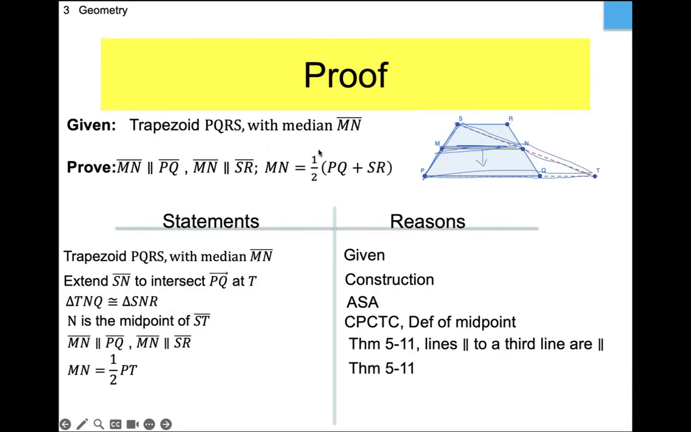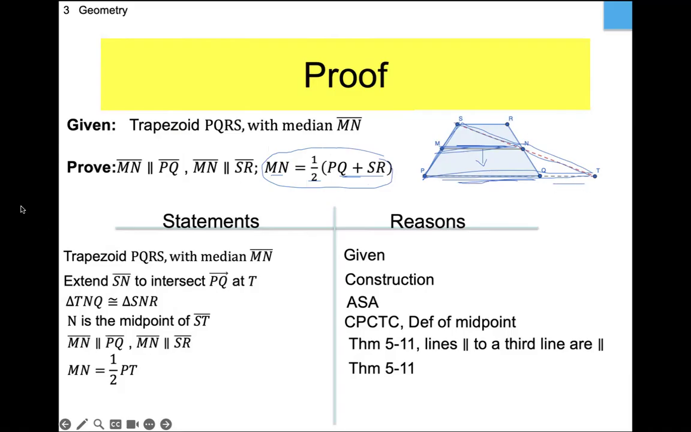We're looking at this statement right here. We're trying to get to this right here. We got the MN, we got the half, but we have PT instead of PQ plus SR. So somehow I need to get rid of the PT and get a PQ plus SR. Well, I can see the PQ. The PQ is right here, but I have a QT right here.